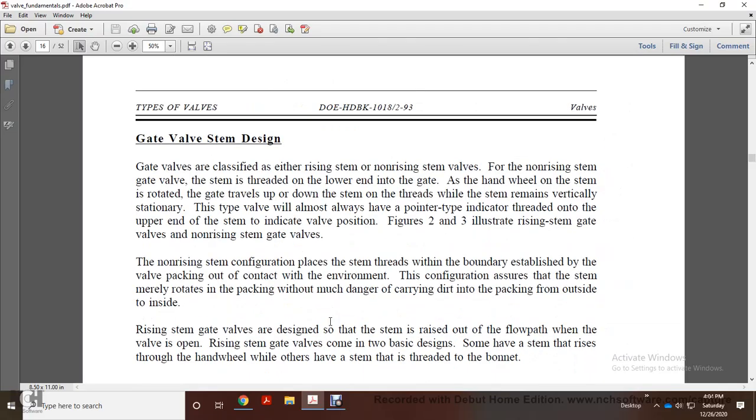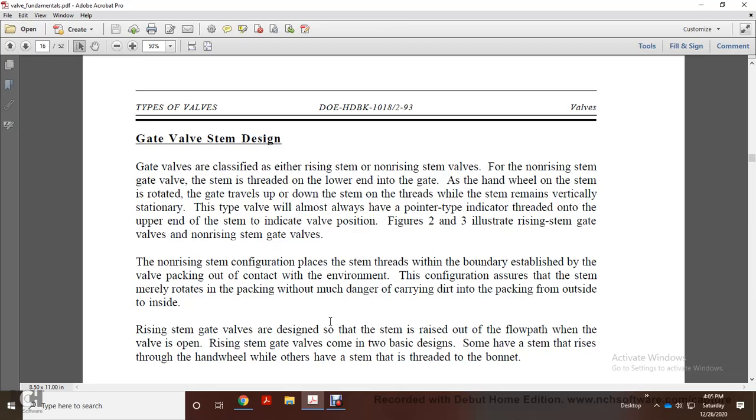Alright, your gate valve stem design. The gate valve is classified as either a rising or non-rising stem valve. For a non-rising stem gate valve, the stem is threaded into the lower end of the gate, and using a hand wheel on the stem to rotate, the gate travels up and down on the stem threads, while the stem remains vertically stationary. This type of valve will also always have a pointer type indicator threaded onto the upper end of the stem to indicate the valve position. Figures 2 and 3 illustrate the rising stem gate valve and the non-rising stem gate valve.